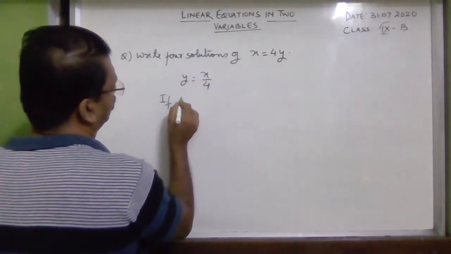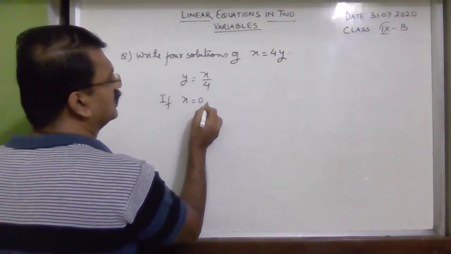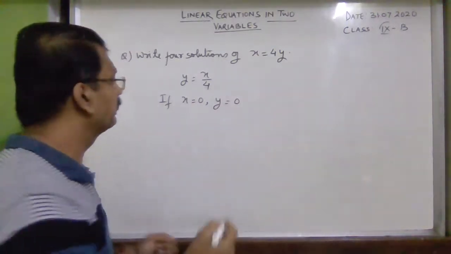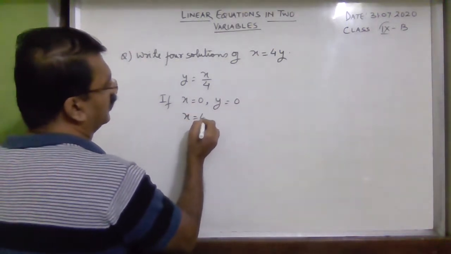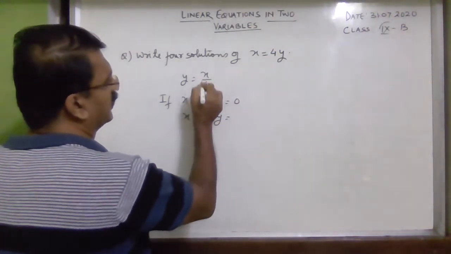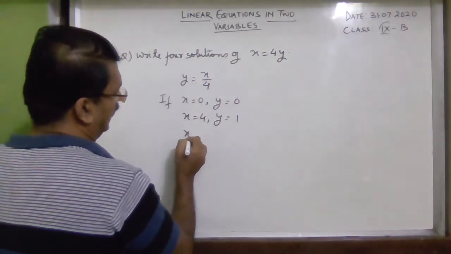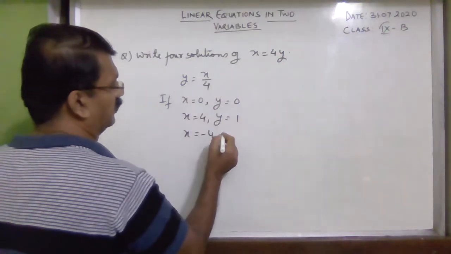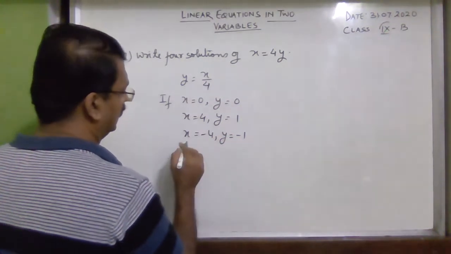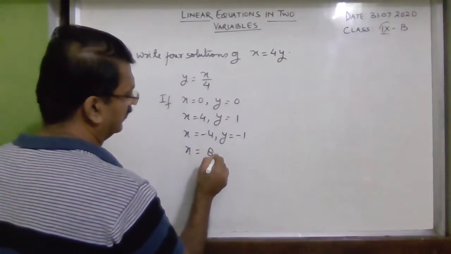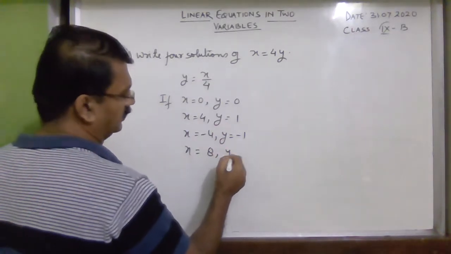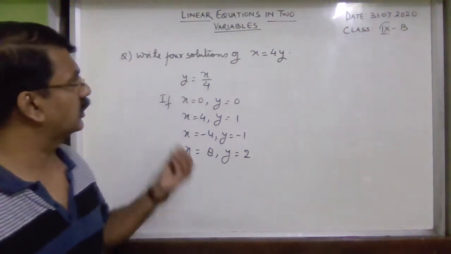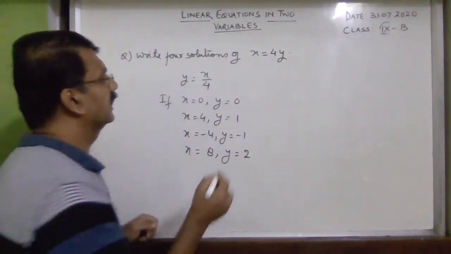If x is equal to 0, y is equal to 0 because 0 upon 4 is 0. If x is equal to 4, y is equal to 4 upon 4, 1. If x is equal to minus 4, minus 4 upon 4, y is equal to minus 1. If x is equal to 8, then 8 upon 4, y is equal to 2. So these are the 4 values. These are the 4 solutions of the given equation.